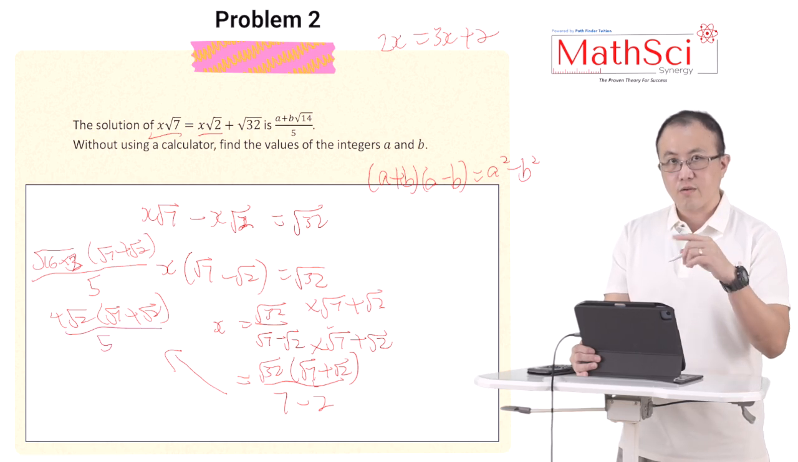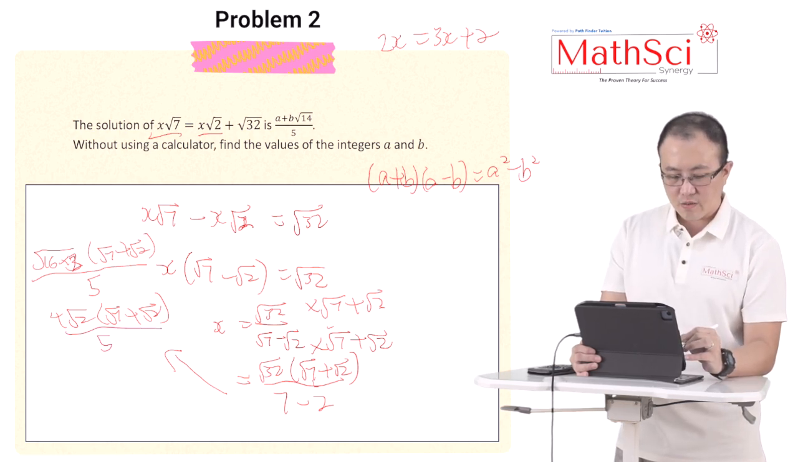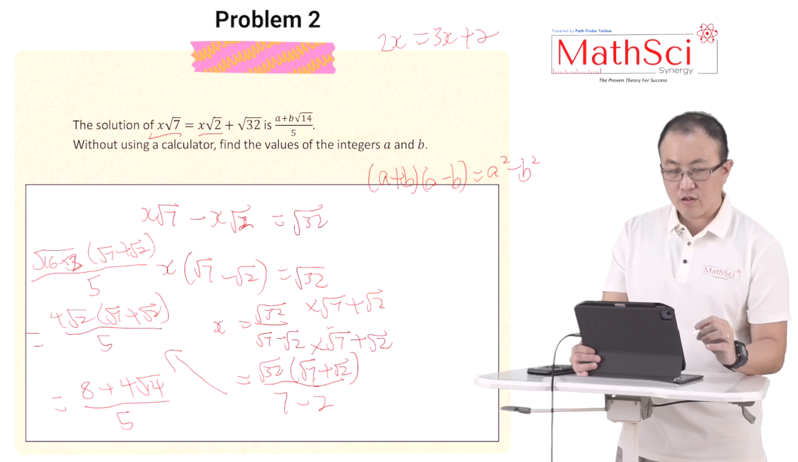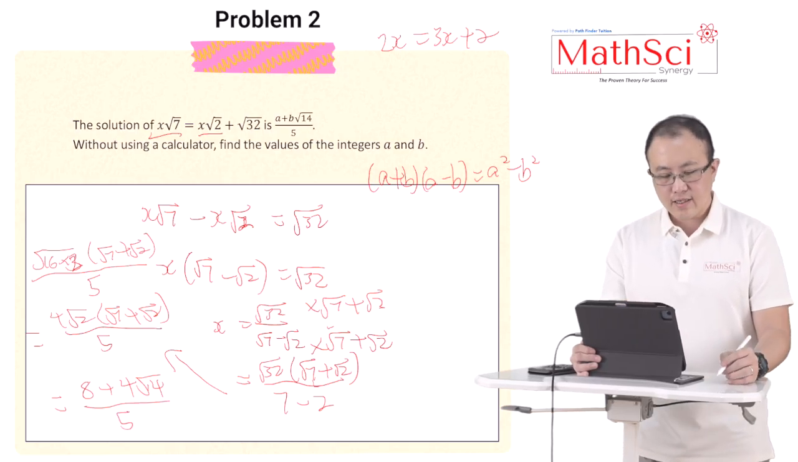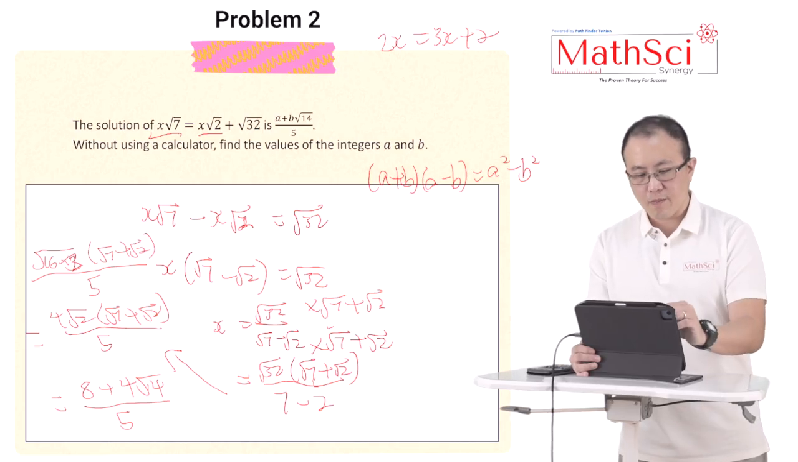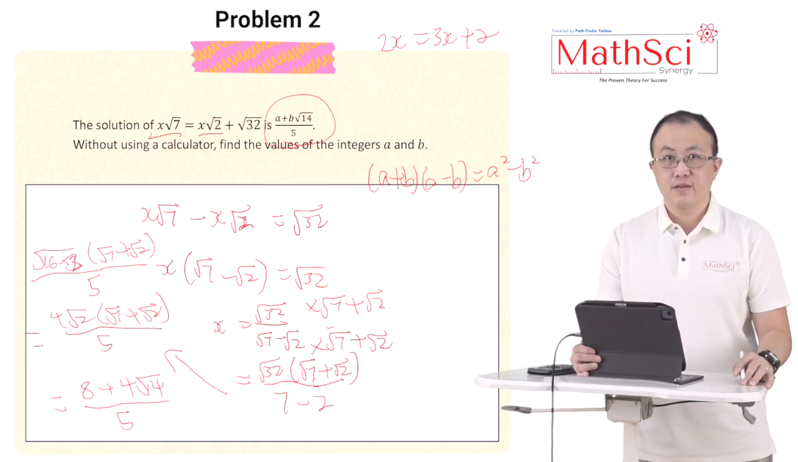So now the last step will be to multiply the thing inside. We will then actually get 8 plus 4 square root 14 over 5. So in this case, we can conclude that A is 8, B is 4. Just compare back with the original expansion here.